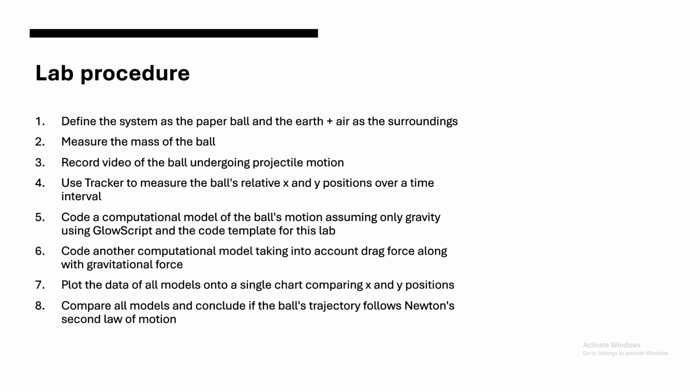The procedure for the lab is as follows. First, we define the system as the paper ball, and then define the earth and the air as the surroundings. Next, we have to measure the mass of the ball. Then, we record a video of the ball undergoing projectile motion. After that, we use Tracker to measure the ball's relative x and y positions over a time interval.